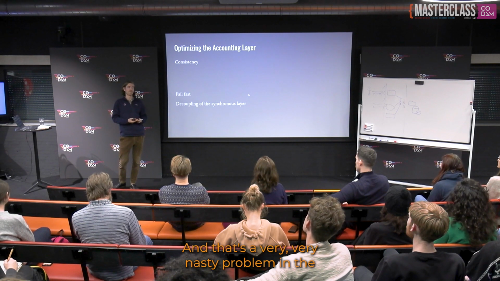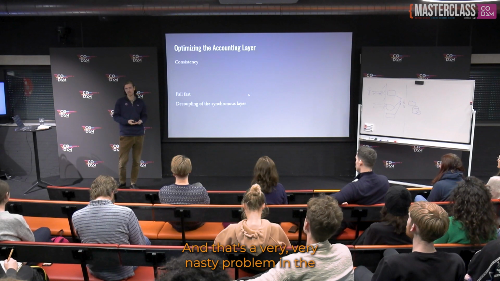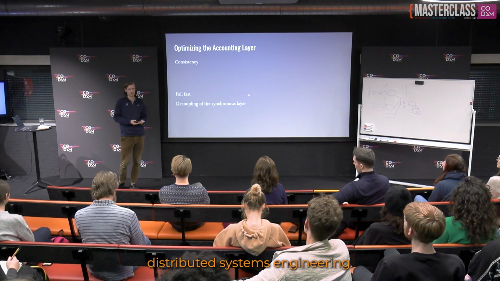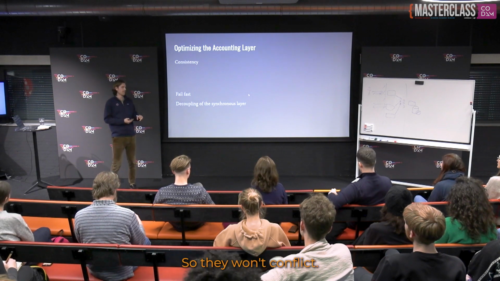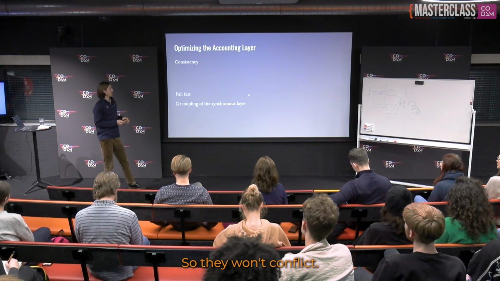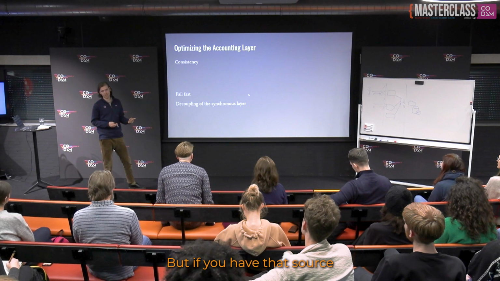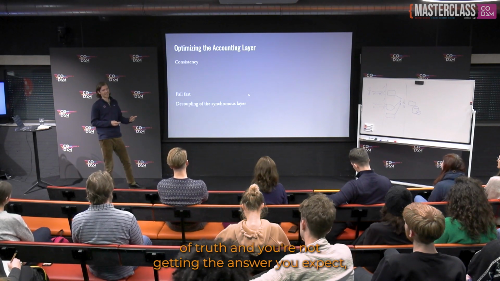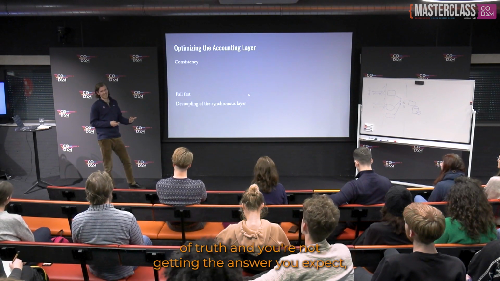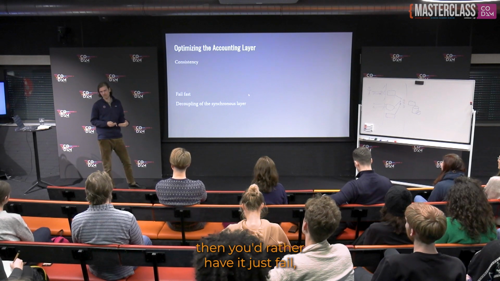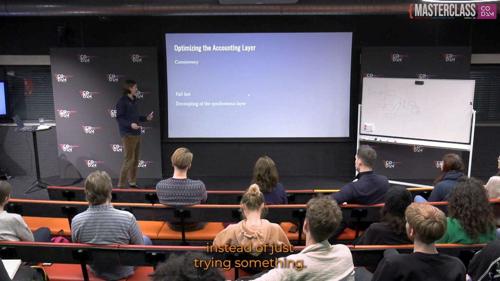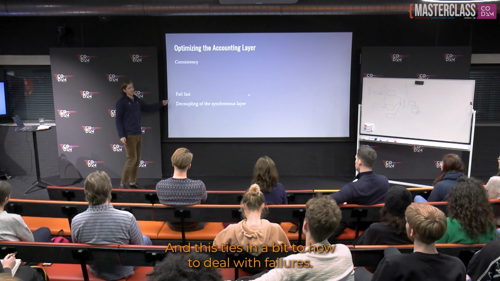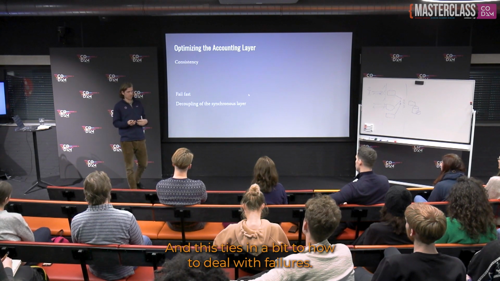And that's a very, very nasty problem in distributed systems engineering. So you always want to have one source of truth. So they won't conflict. But if you have that source of truth and you're not getting the answer you expect, then you'd rather have it just fail, right? Instead of just trying something. And this ties in a bit to how to deal with failures, right?